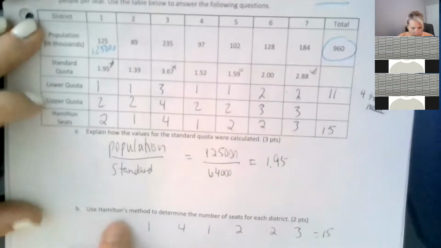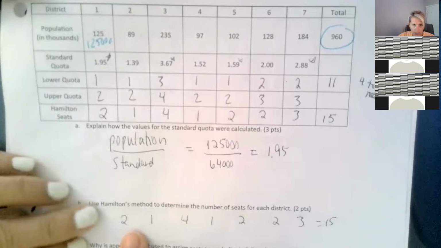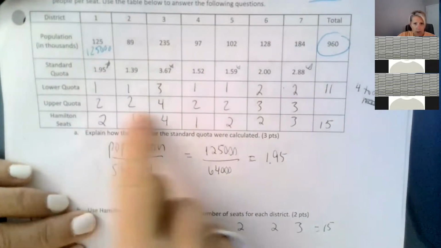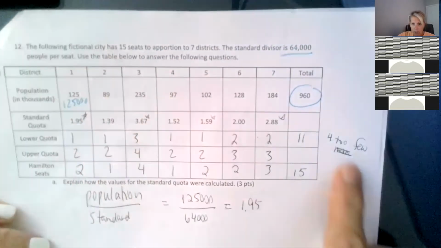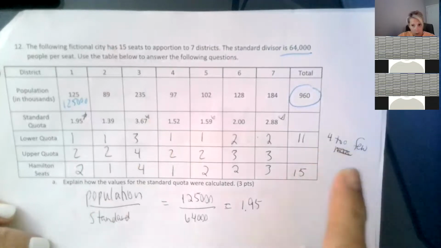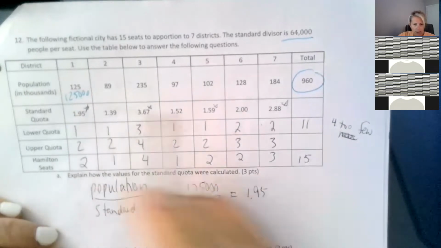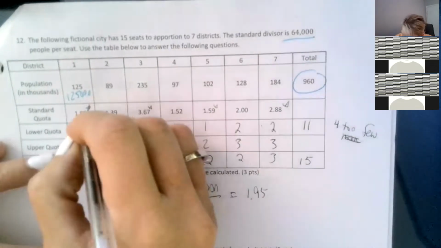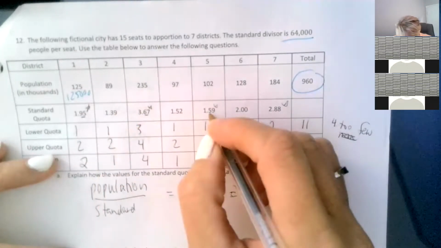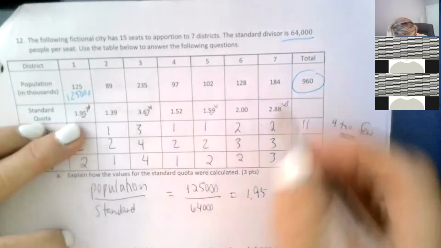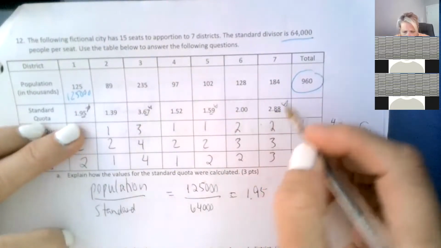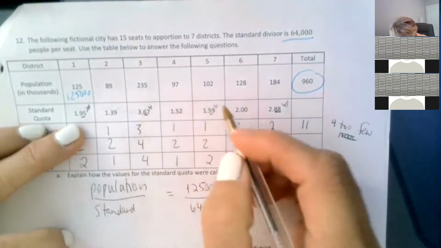Then B says use Hamilton's method to determine the number of seats. This is what you would have gotten because you had to write out your lower quotas and upper quotas. My lowers were only 11, but I had 15 seats to give. So I wrote over here that I had 4 too few, I had 4 extra to give out. I gave those because my starred districts had the highest decimal values. So 0.95 was first, and then 0.88 in district 7 was next, then 0.67, district 3 was third, and then district 5 with 0.59 was last. So they got the extra, they got to round up.